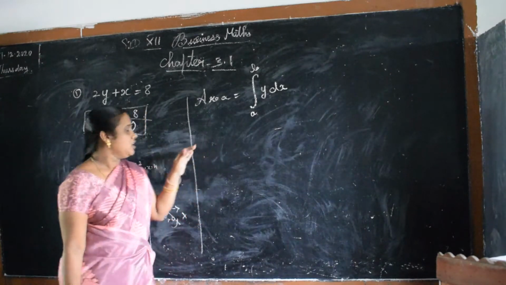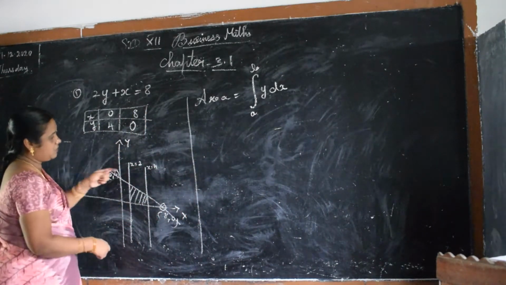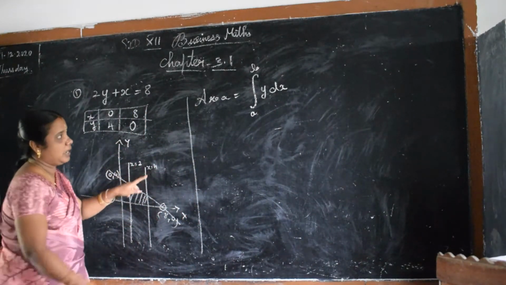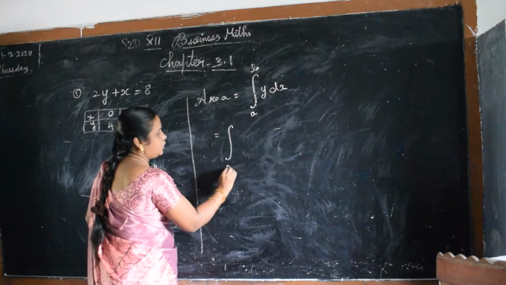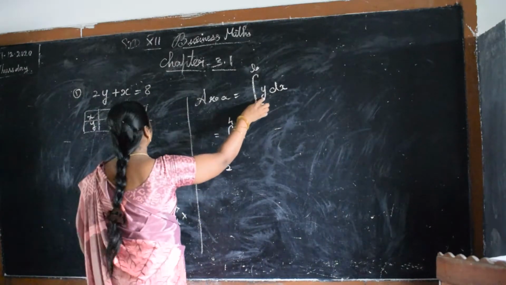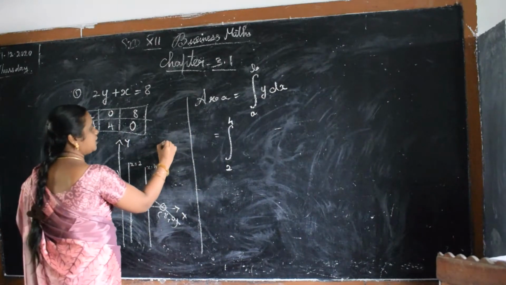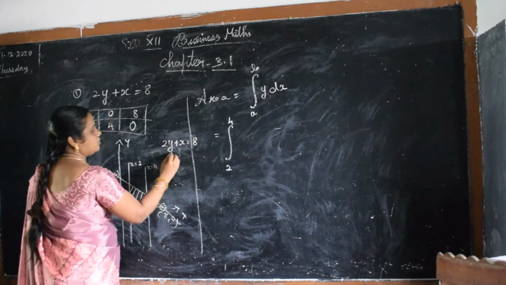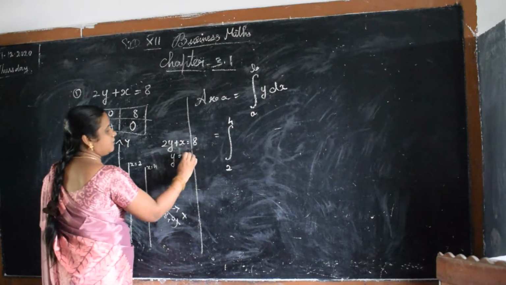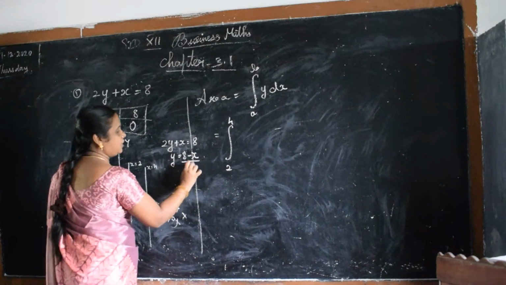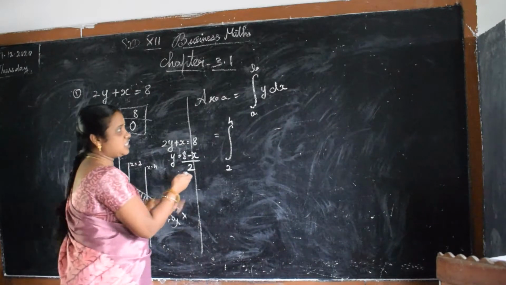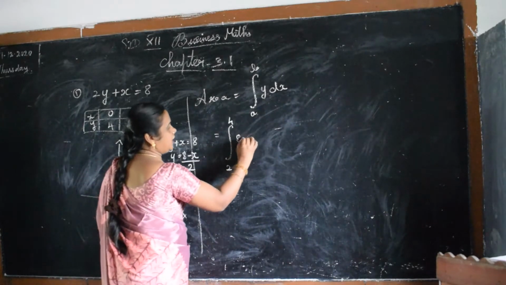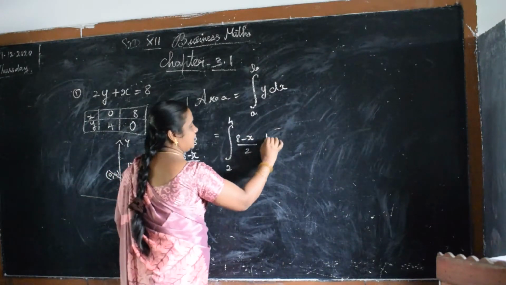Have you understood? Now what is the limit present here? This is present between 2 and 4. Now, the limit is actually 2 and 4. Now you substitute the y value. What is given? The question is 2y plus x is equal to 8. What is y? y is equal to 8 minus x by 2. Just substitute here: 8 minus x by 2 dx.